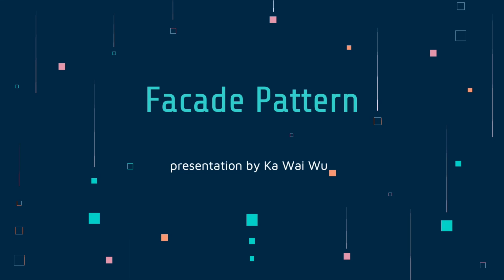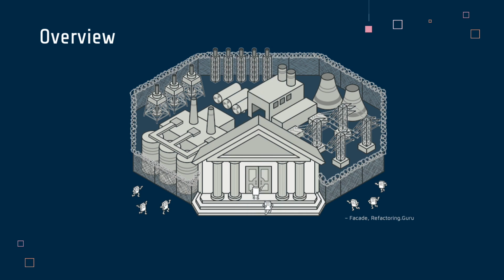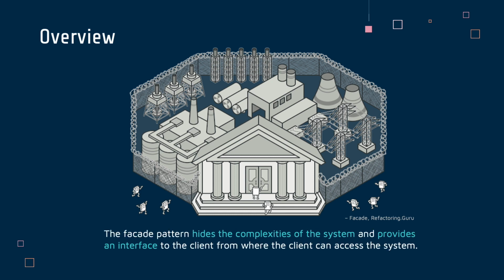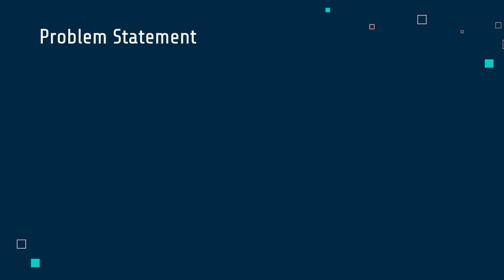Today, I'm going to talk about one of the structural design patterns in software engineering, the facade pattern. Just like a building exterior only shows its outer look and hides all the inner workings, the facade design pattern works similarly. When people walk past a building, they only see its outer facade, not the internal wires, pipes, or structures. In the same way, the facade pattern hides the complexity of the system and provides an interface to the client from where the client can access the system.